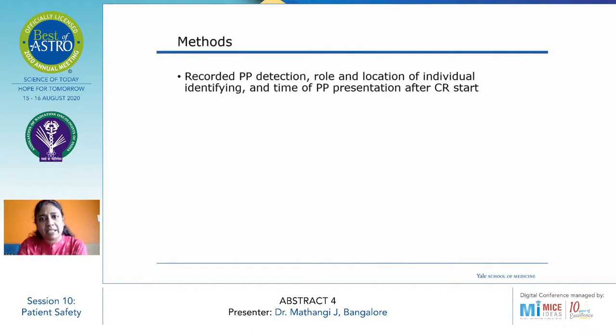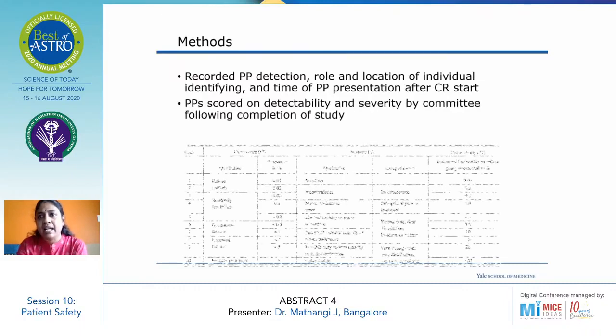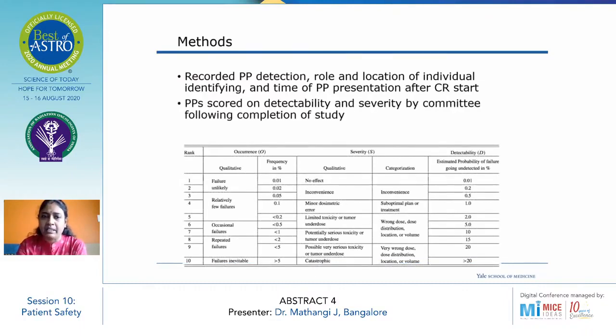The PP detection, the role and location of the individual identifying, and the type of problematic plan presentation after the chart round was started were all recorded. It also recorded the detectability and severity. Can you see this chart? You can see that at the far end of the corner, the wrong dose, very wrong dose distribution, location and volume, according to severity, was very high. These were the estimated probability of failure going undetected, which was more than 20%, all catastrophic failures. This undetected failure rate of more than 20% is very, very significant.